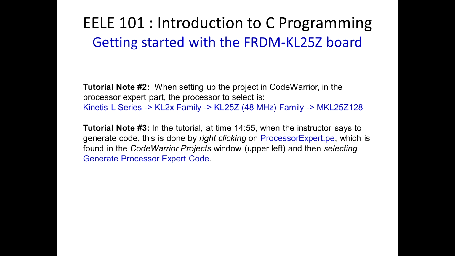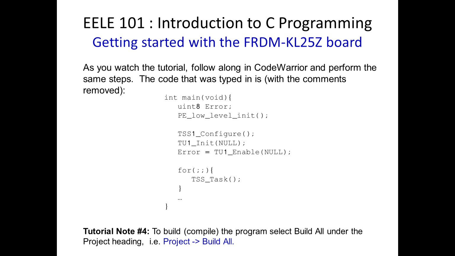A couple other notes when you're going through that video that is supplied by Freescale. The particular processor that you'll need to select is sometimes a bit hard to see in the video. Here it is, and this is how to get to it. And when it says to generate code, here is where to find it. It's in the CodeWarrior project window, upper left, and then selecting generate Processor Expert code. So just a couple things which are kind of hard to see in the video, and this is just letting you know where that is.